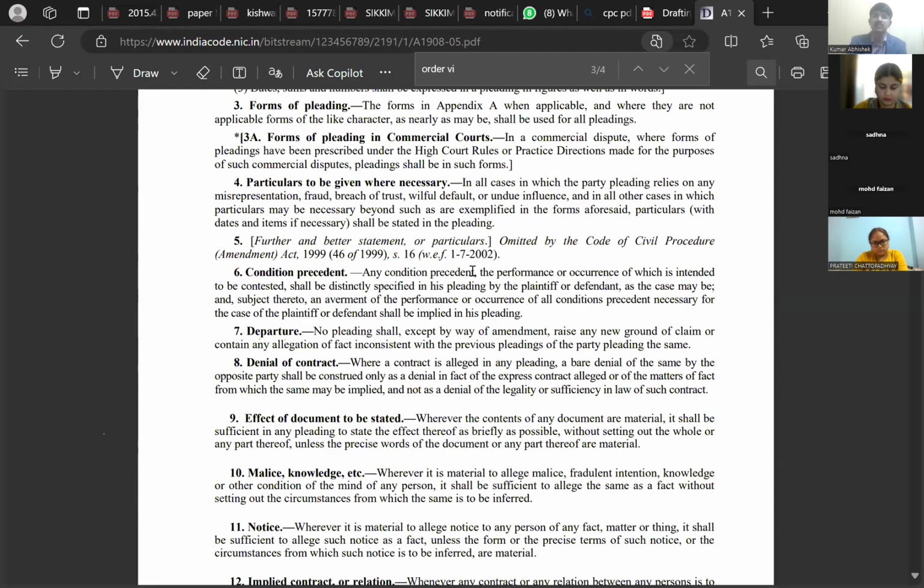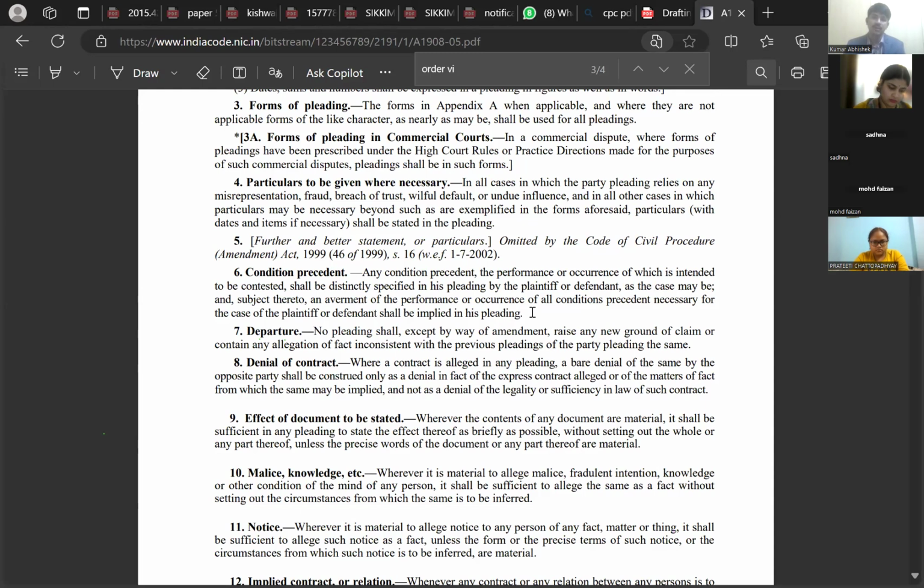If we read this, any condition precedent, the performance or occurrence of which is intended to be contested, shall be distinctly specified in his pleadings by the plaintiff or defendant, as the case may be, and subject thereto an avowment of the performance or occurrence of all conditions precedent necessary for the case of the plaintiff or defendant shall be implied in his pleading. So yes, the judgments of the Supreme Court are binding.